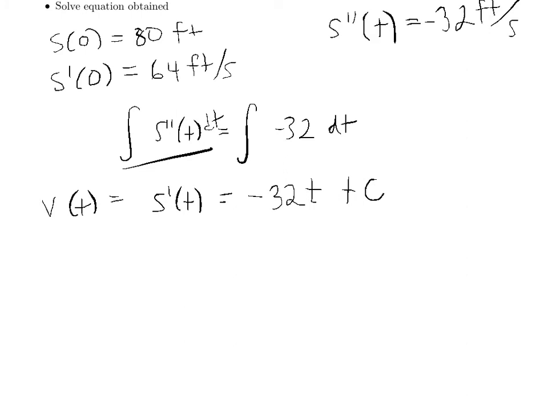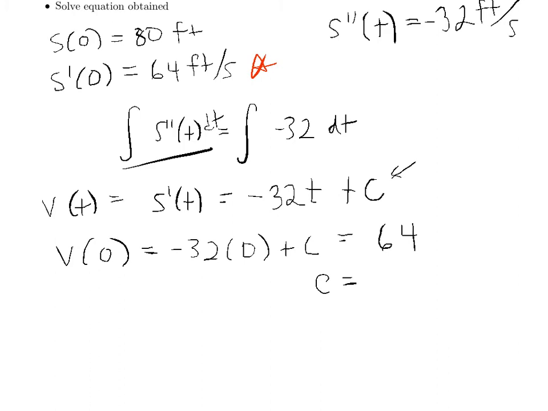Now, we have to find what c is in order to complete this problem. And this is where our initial conditions up here come into play. So we know that v of 0 equals negative 32 times 0 plus c, and it equals 64. So c is 64. So our final speed function is negative 32t plus 64. Is that okay?